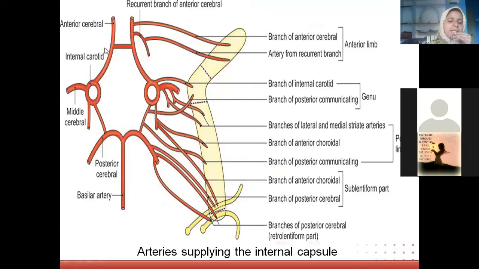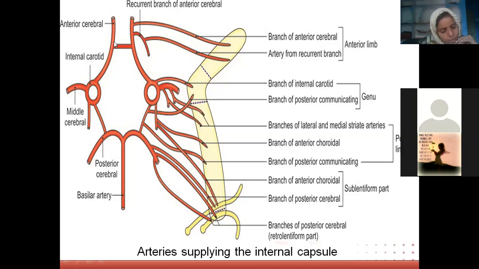We will be discussing it in detail later. Basically, this is the internal carotid artery. The internal carotid artery gives the anterior cerebral artery. This side we have the middle cerebral artery. The posterior cerebral artery is a branch of the basilar artery. Between the middle and posterior cerebral arteries, we have the posterior communicating artery. Between the two anterior cerebral arteries, we have the anterior communicating artery. So all together, it forms a circle, which is the circle of Willis.